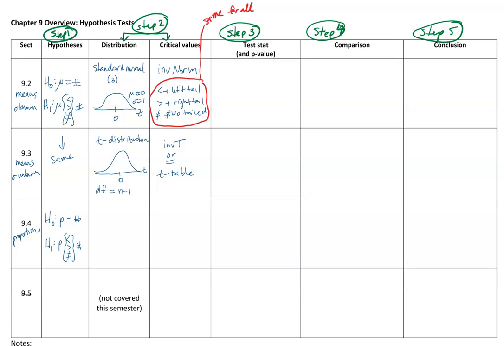So that's depending on the alternative hypothesis in each case. Left, right, or two-tailed based on the alternative hypothesis.